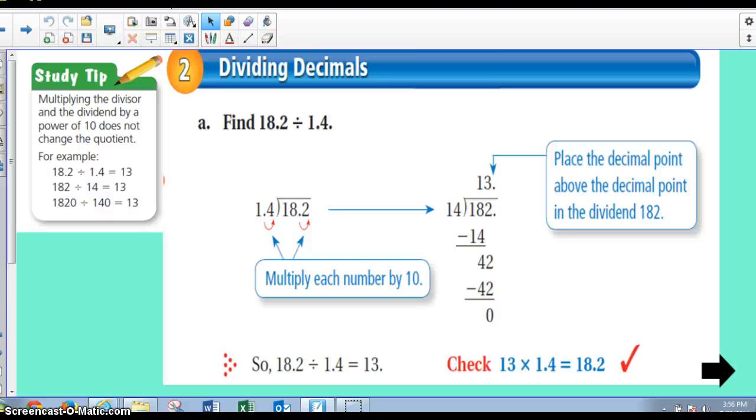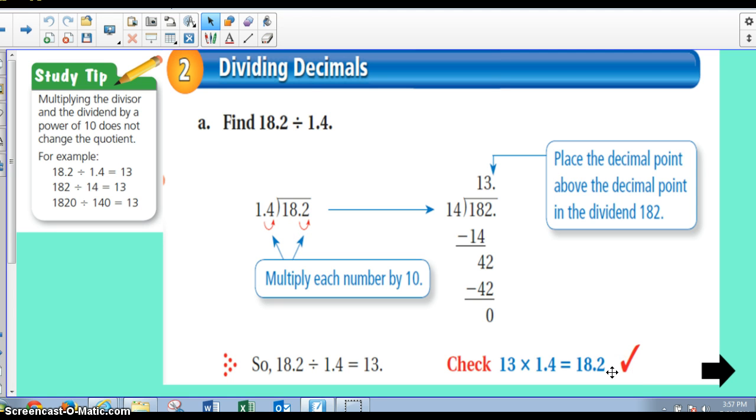Alright. Let's take a look at these numbers. First I want you to look at the study tip for example 2. Multiplying the divisor and the dividend by a power of 10 does not change the quotient. In other words, 18.2 divided by 1.4 is 13. Also 182 divided by 14 is 13. And 1,820 divided by 140 is 13. So although we've changed things around a little bit, just because we move a decimal point, it's okay because it'll come out to the same answer.